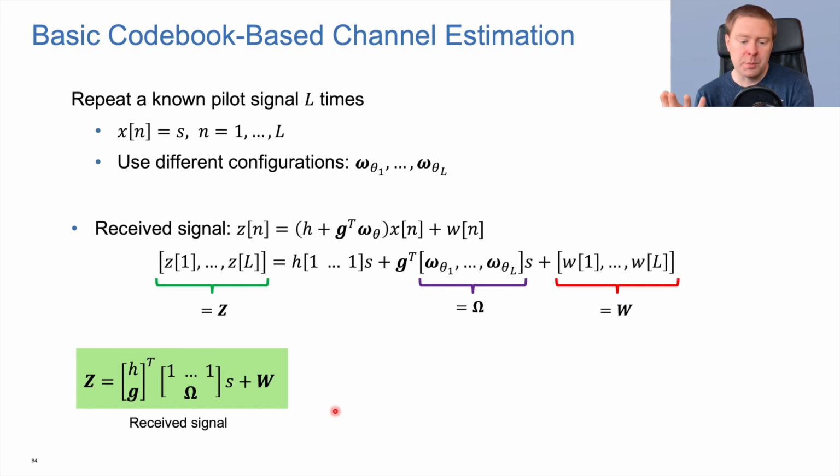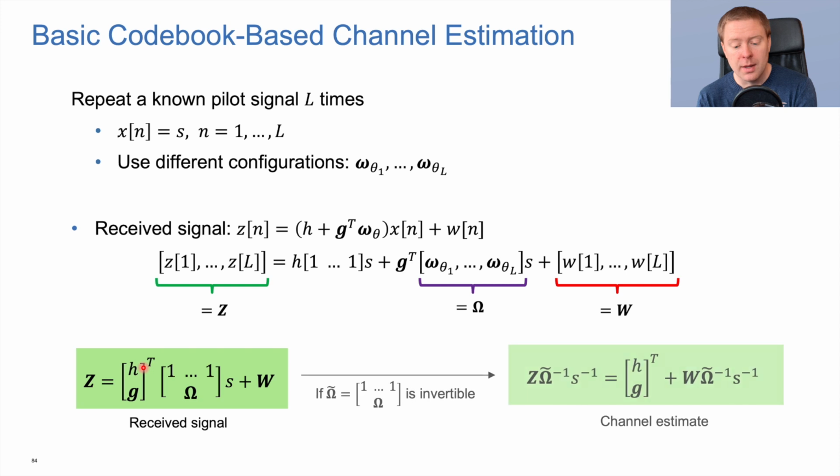Okay, so now I observe this, and what I would like to isolate is this channel that I have here. If this matrix here with 1s and then I have omega underneath is an invertible matrix, just suppose it is, let's call it omega tilde, then I can multiply this entire expression with omega tilde inverse from the right hand side to get rid of this matrix, and also divide with s. In that case, I get omega tilde inverse, I get s inverse. I have isolated the desired channel vector here, and then I have some scaled version of a noise here.